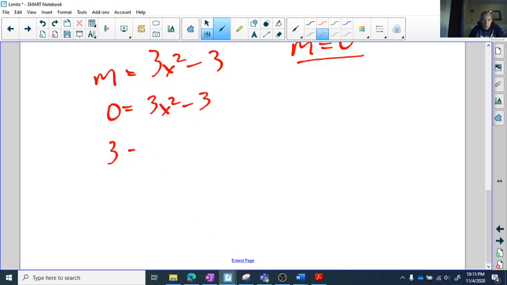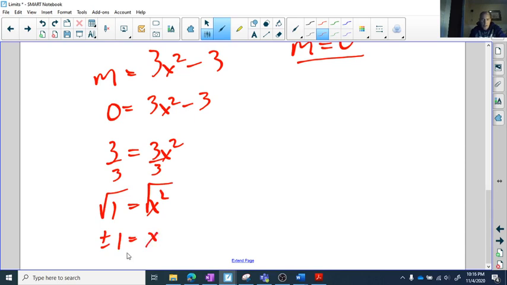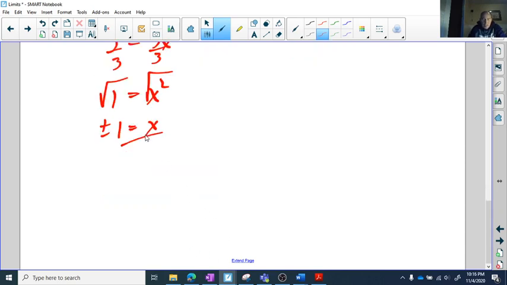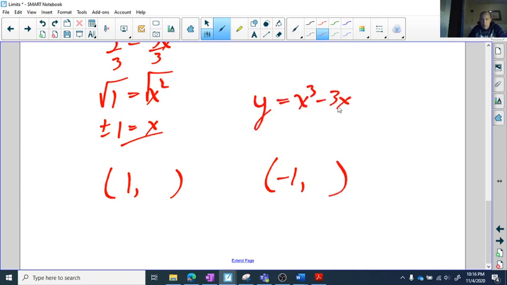Bring your 3 over, divide by 3, divide by 3. 1 is x squared. Take the square root of both sides. This will now be plus or minus 1 is equal to x. It said coordinates, so now I want you to fill in 1 and fill in negative 1 into your function, which was y equals x cubed minus 3x.